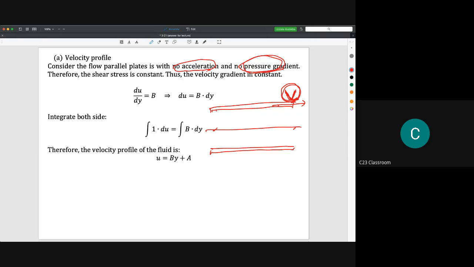Please know that pressure gradient and pressure equal to zero are totally different things. Pressure gradient means there is no increment or decrement of pressure, but the pressure might be there, okay, but there is no gradient. And then the shear stress here is assumed constant, because normally we are dealing with the Newtonian fluid. Is that okay?